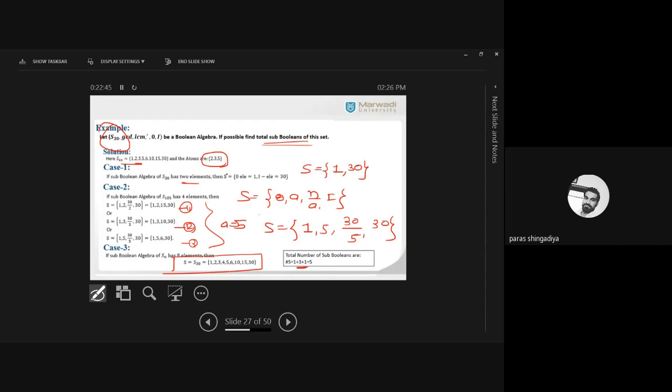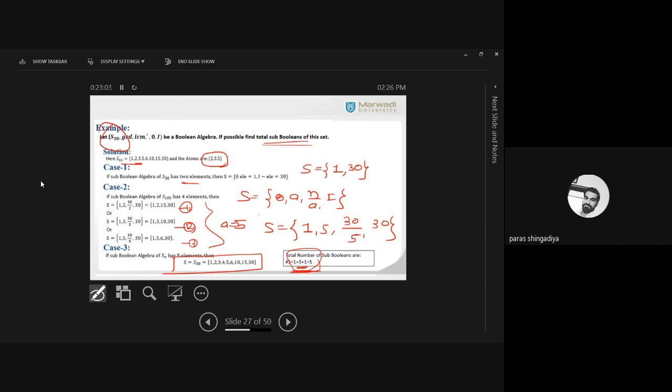So the total answer now: 1 is for case number 1, 3 is for case number 2, and 1 answer from case number 3. So it will be 1 plus 3 plus 1. So the total number of sub-Boolean algebras is equal to 5. Okay. And you can add some more examples here.